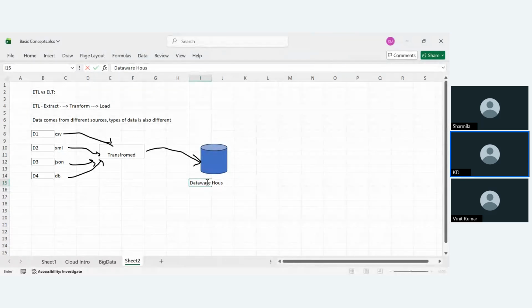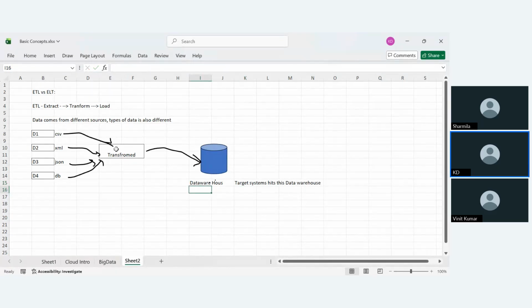Okay, so our target systems hit this data warehouse. Whatever data is there, everything is first extracted from different sources, then stored into the data warehouse, and finally the system that is using this data hits this data warehouse for any kind of data usage.